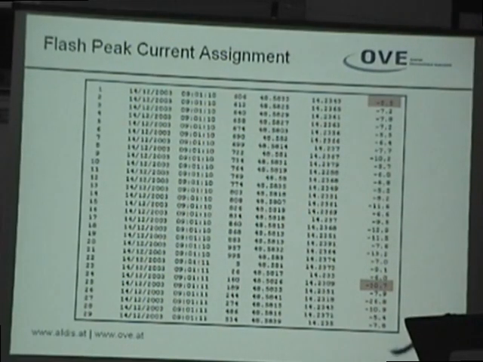This is something that you can set on your lightning location system. If you want the flash to have the amplitude of the first stroke or the stronger stroke. There's also something inside the flash grouping algorithm, by default.